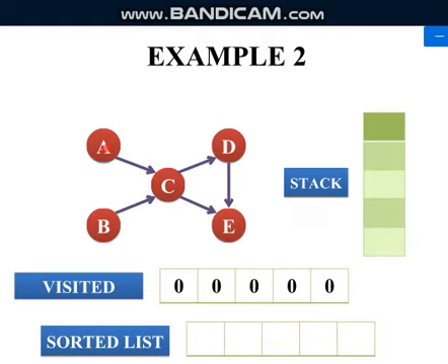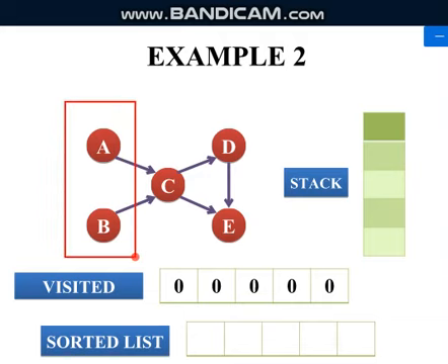So here A and B don't have any in-degree, so I will just print A and B in any random order. It might be AB or it might be BA. Then what I will do, I will delete the edges connected to A and B. Then you have to check which node doesn't have any in-degree. In that case C doesn't have any in-degree. So again delete C and all the edges connected to C.